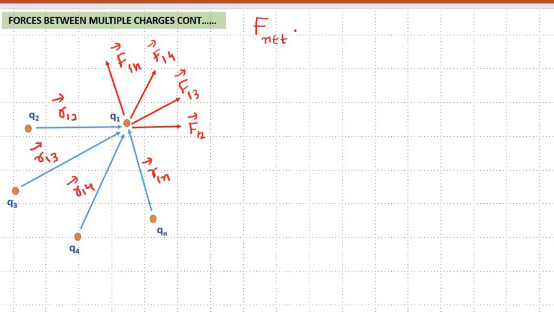So now if I write the net force acting on the charge Q1, so I should write down F net, that is the force acting on charge Q1, right? So the force acting on charge Q1, that shall be equal to F12 plus F13 plus F14 till F1N. Guys, you might be thinking that the sequence is correct, but why there is not F11? Because we understand that the charge 1 cannot apply the force on itself.